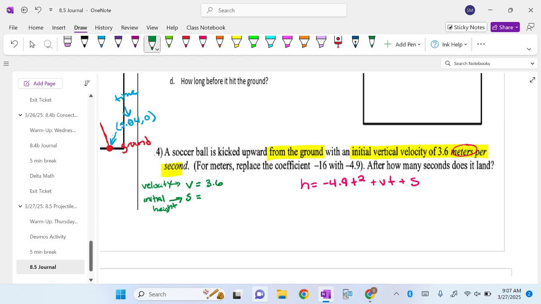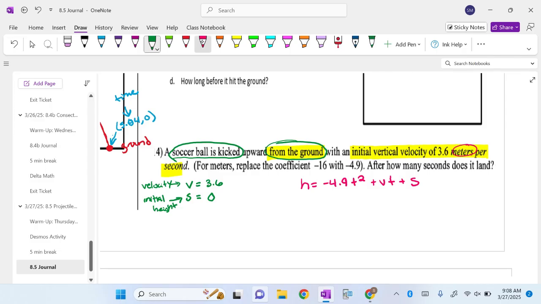Now, does it tell you what your initial height is? You sure? The soccer ball is kicked from where? The ground. So what's your initial height? 0. So if it tells you that it's kicked from the ground instead of a height of whatever, that means your height is 0. That's your initial height.